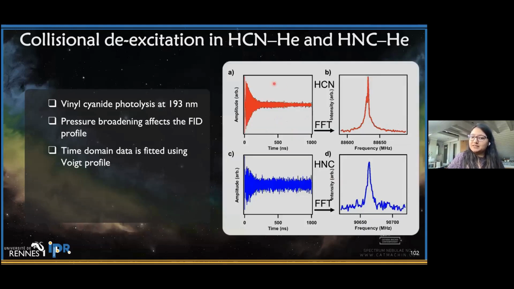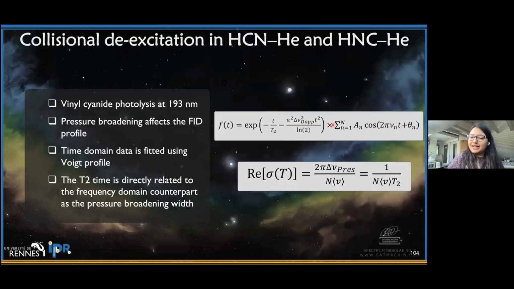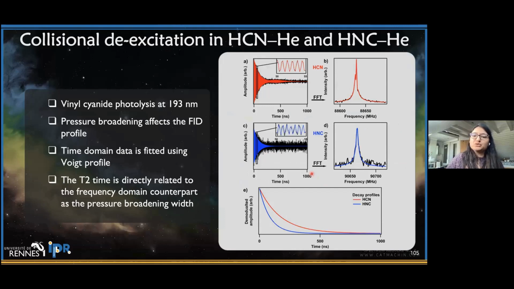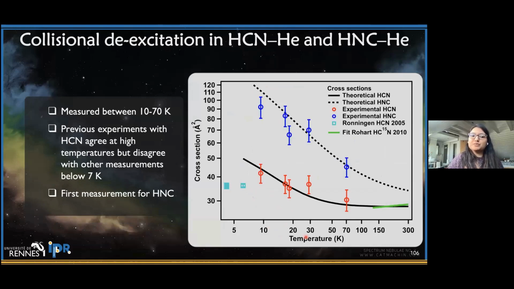So we had these time domain data, we could fit that to get this, and then this T2 could actually also give us the pressure broadening parameters. So that's what we saw. We fitted those, and we actually saw that these decay profiles for HCN and HNC were quite different. We did these measurements all the way down to 10 Kelvin from 70 Kelvin.